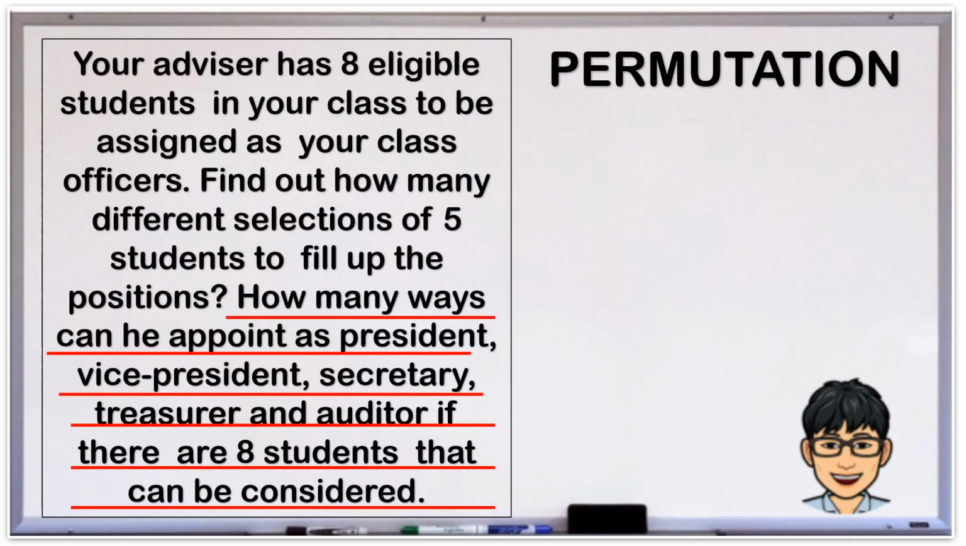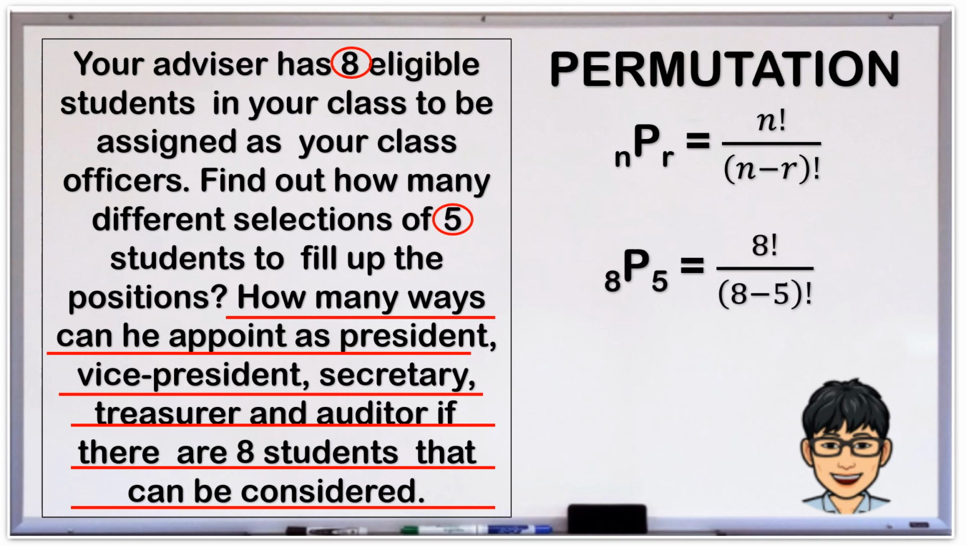To answer the problem, let us now use the formula for permutation, and that is equal to n permute r, which is equal to n factorial divided by the quantity of n minus r factorial. Dahil ang ating eligible students ay 8, our n is equal to 8, and our r is equal to 5. So we have 8 permute 5. By substitution, we have 8 factorial divided by 8 minus 5 factorial, and that is equal to 8 factorial divided by 3 factorial.